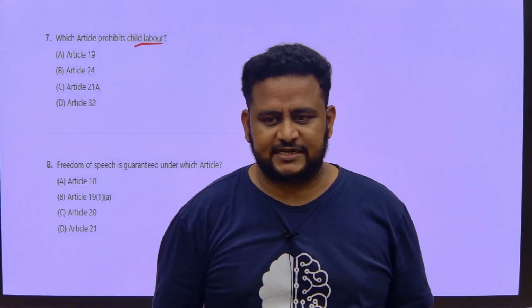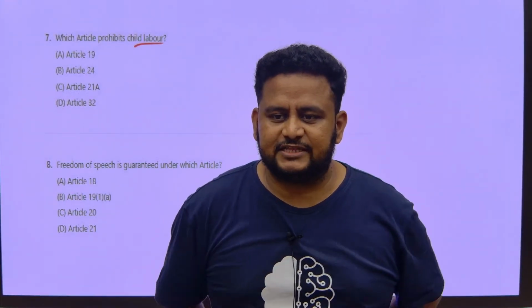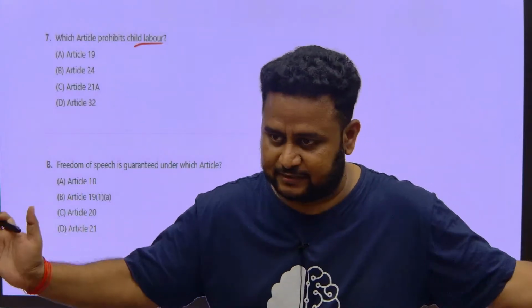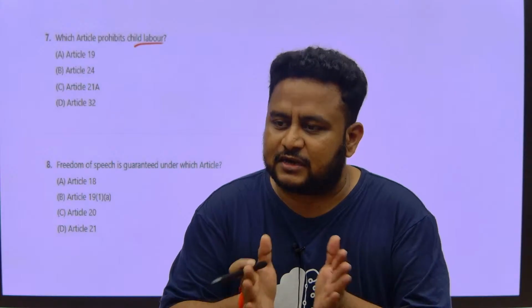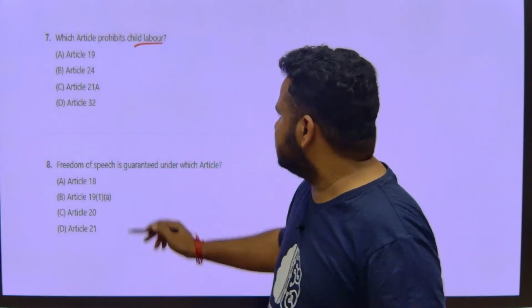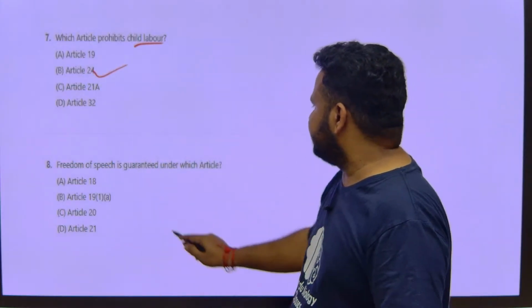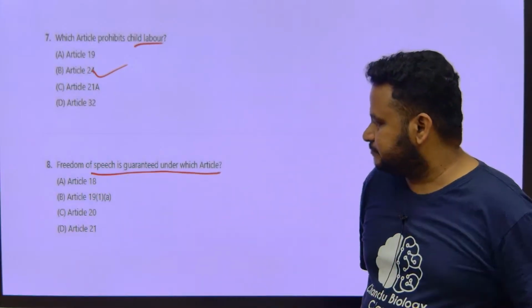Article 23 is about complete human trafficking, and 24 is talking about specific child labor. So that is 24. Freedom of speech is guaranteed under which article?